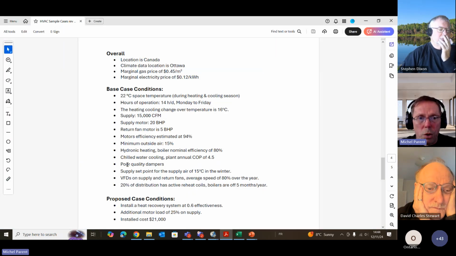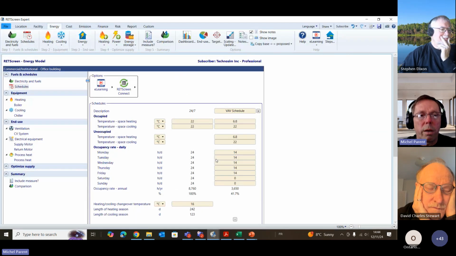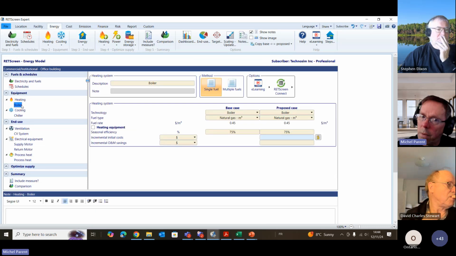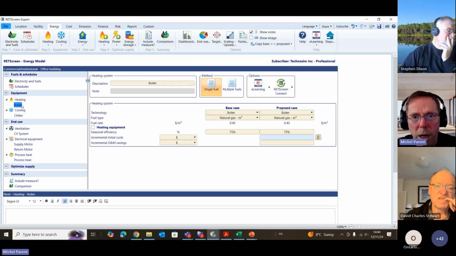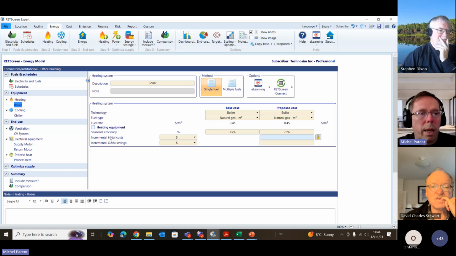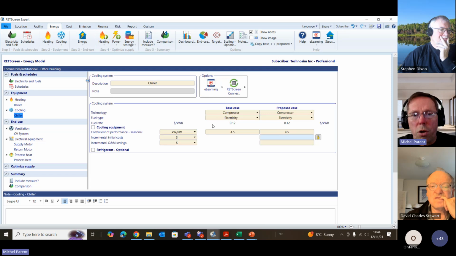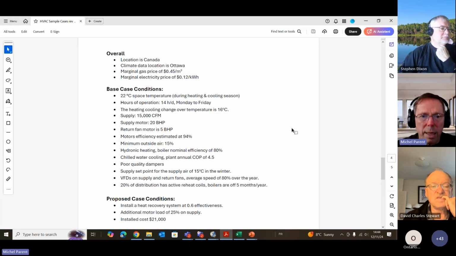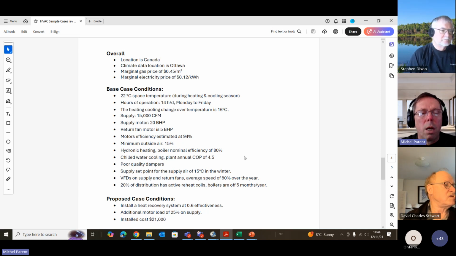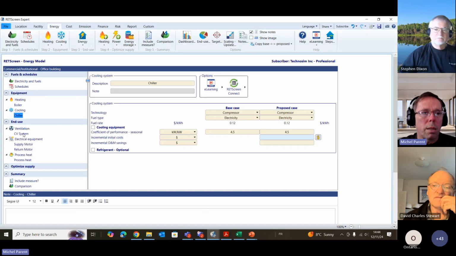Heating and cooling. So hydronic heating, boiler nominal efficiency of 80%, and the cooling plant annual efficiency is 85. Just a caution here, I'm going to make sure we have the right efficiency, 75%. That's correct. Chiller at 4.5, and that's yearly. Always be careful about the fact, is it defined as nominal or yearly? It is nominal.